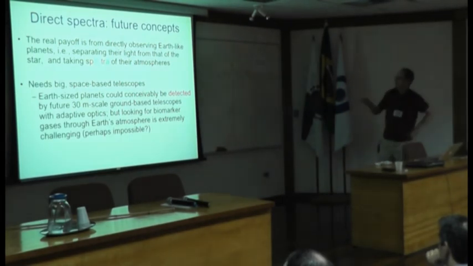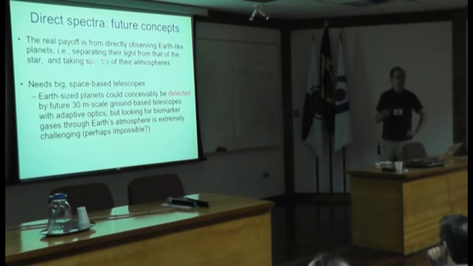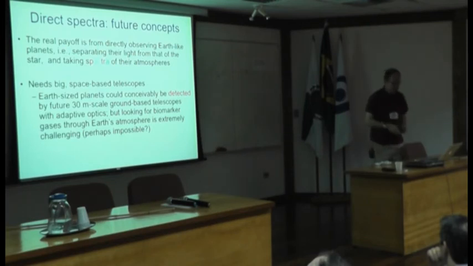So, my last few slides are on the idea of future concepts to look at spectra of atmospheres. This is very difficult with ground-based telescopes, even with adaptive optics, because you have to look through the Earth's atmosphere, which is already full of the kind of biosignatures you're looking for. So really, you need space-based telescopes.